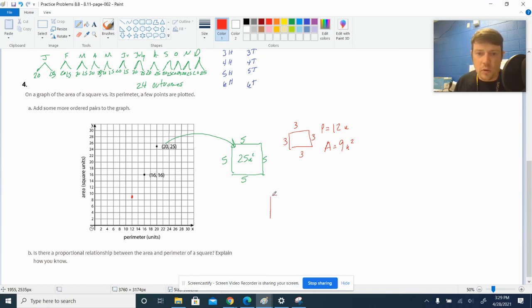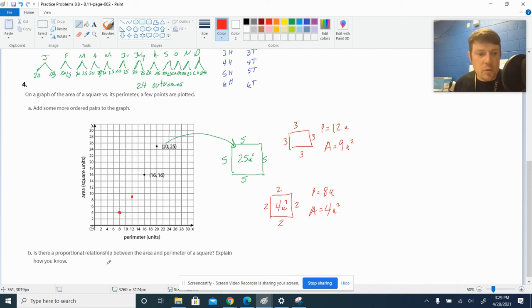So let's do a 2 by 2 square. We would have a perimeter of 2 plus 2 plus 2 plus 2, which is 8. So we'd have a perimeter of 8 units, and then an area of 2 times 2, which is 4 units squared, 4 units that would go inside. And if we plot that over here, perimeter is on the x-axis, so we go over 8, and then area of 4, we go up 4. All right, we've plotted 2 more, and let's answer the questions.